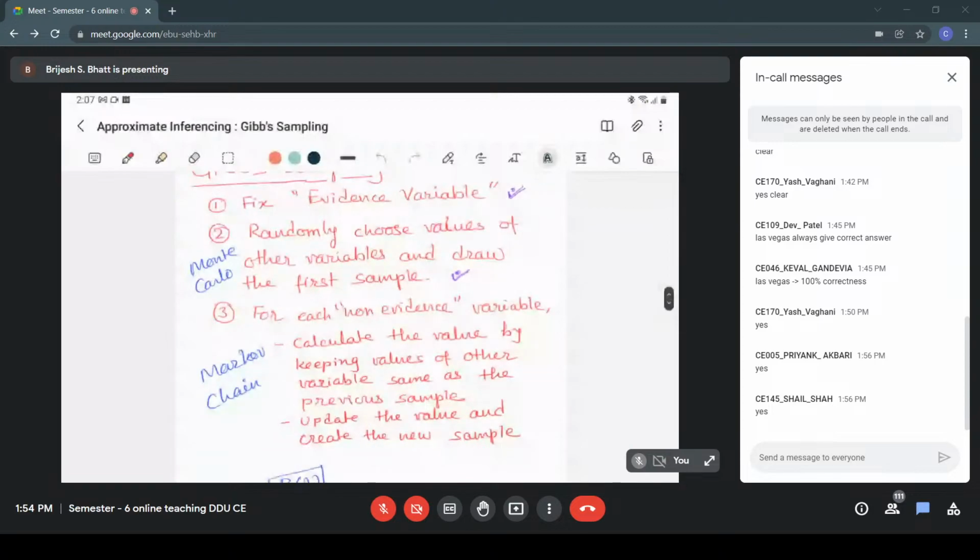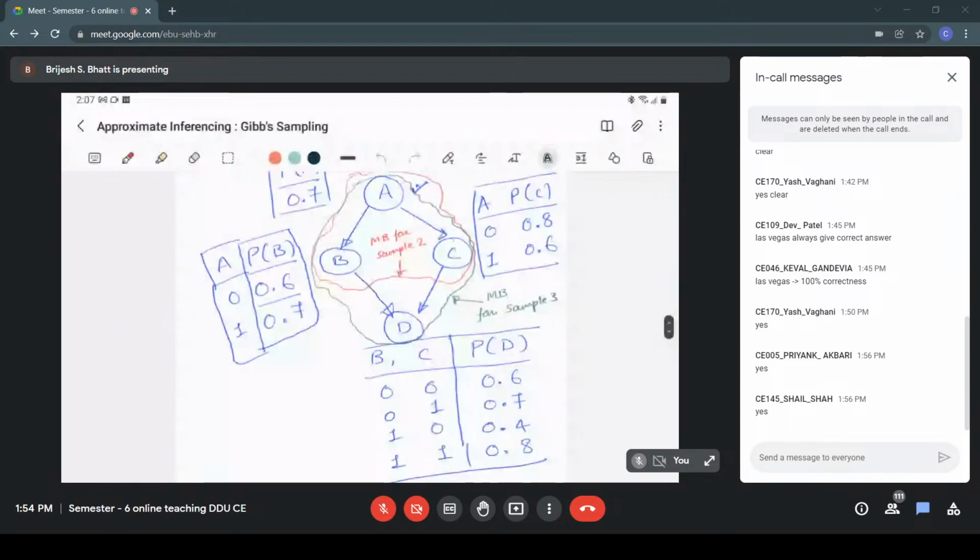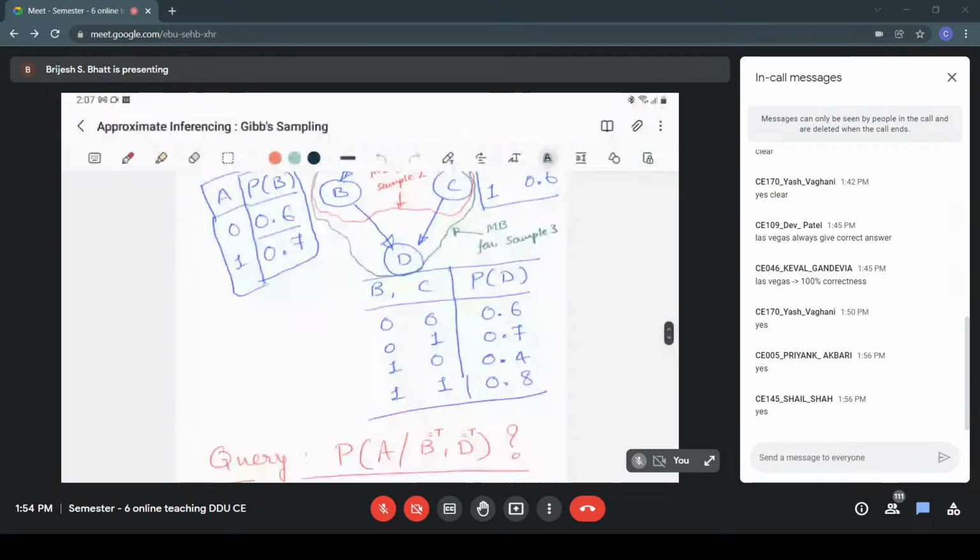Now let's see how it works. So now the query variable is probability of A given B is equal to true and D is equal to true. Let us say this is our query. And we want to do approximate inferencing. And for that, we want to generate samples using Gibbs sampling technique.